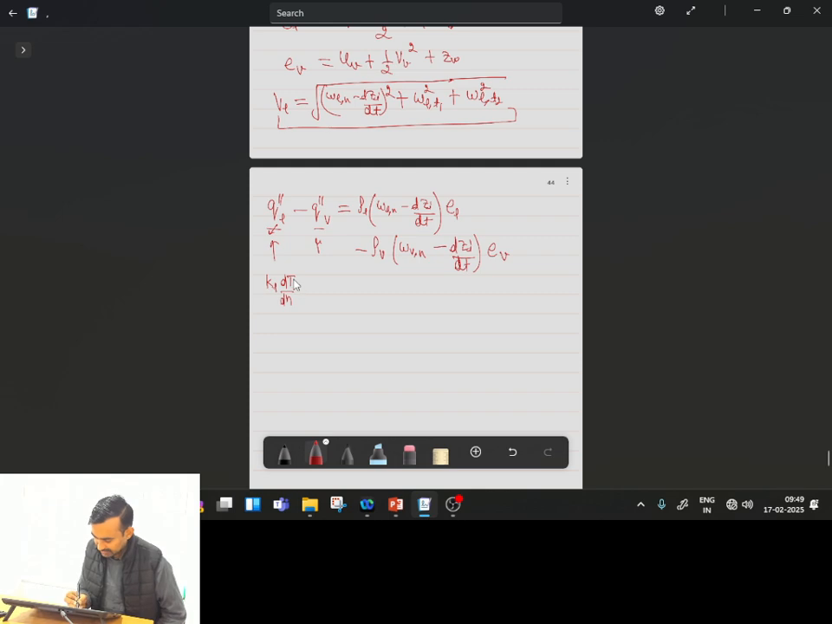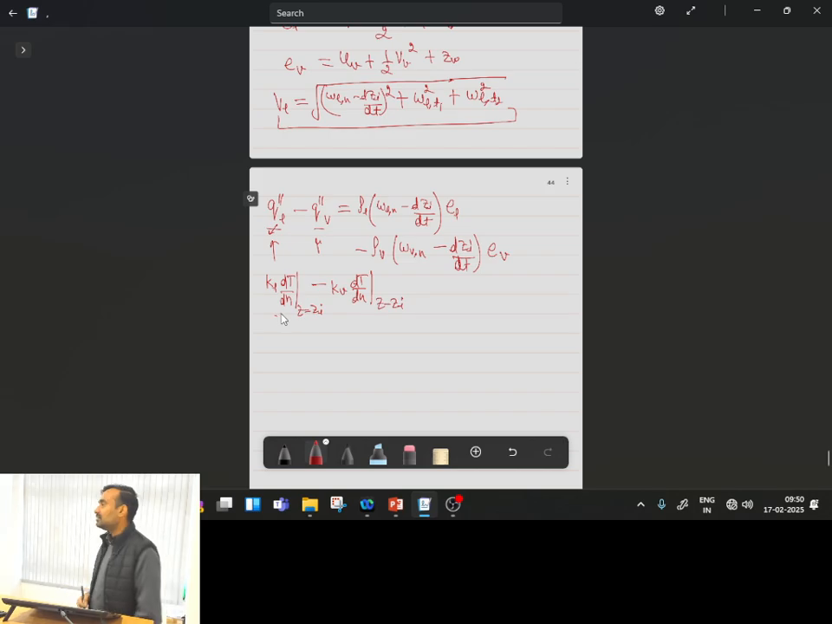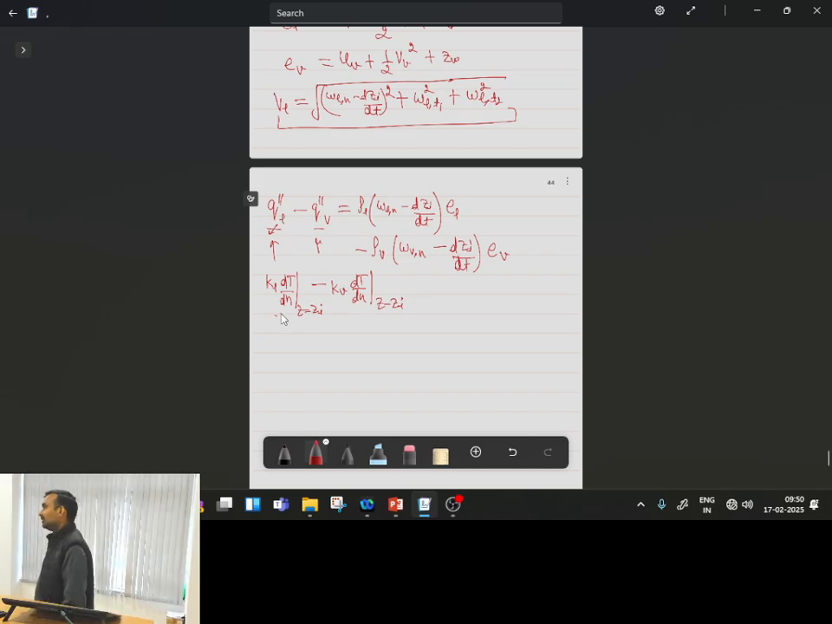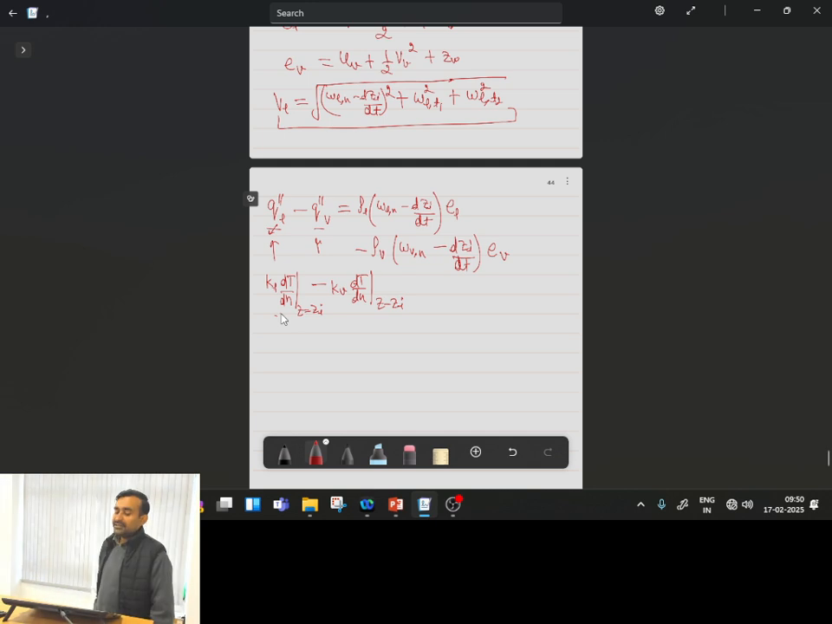So KL dT by dN on the liquid side at Z equal to Zi, and this can be written in terms of kV, the thermal conductivity of the vapor, into dT by dN on the vapor side at Z equal to Zi. This one is towards the vapor side, and this one is towards the liquid side. Are you clear with this point? So this represents nothing but my energy balance at the interface.